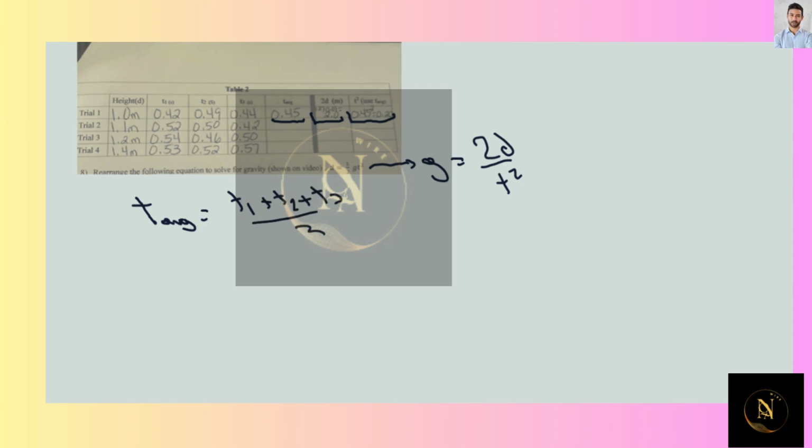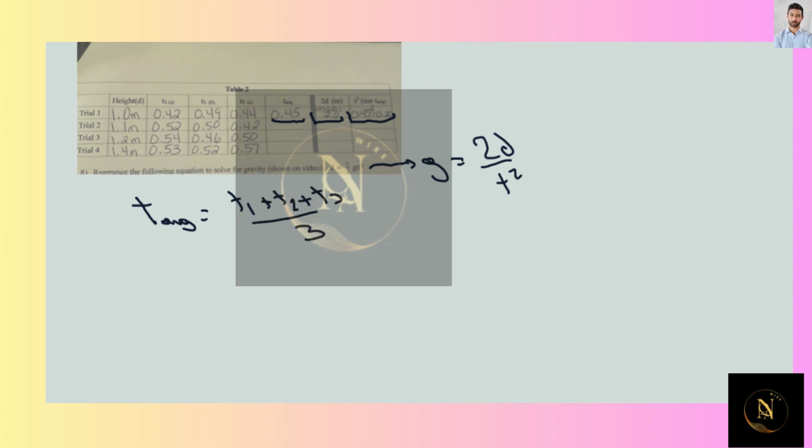So for the three different times that you will get, we're going to take an average value, and with that we are going to calculate 2 times the height and t squared. This is in order to calculate the value for g, which is going to be equal to 2 times d divided by time squared. Remember that the average for any quantity, in this case the average time, would be equal to t1 plus t2 plus t3 divided by 3.